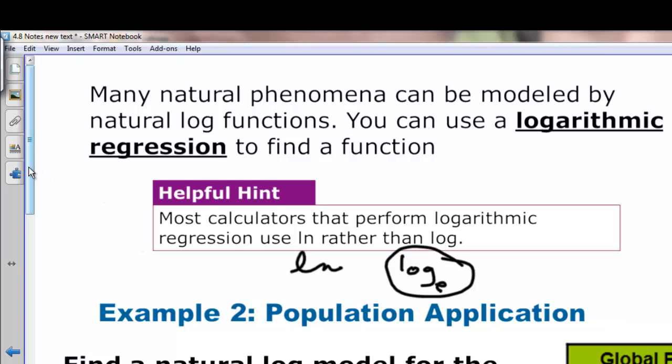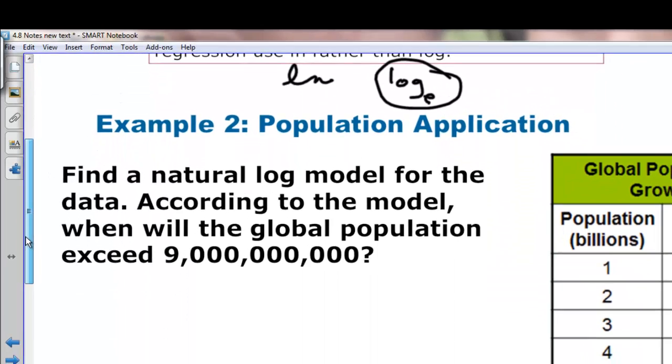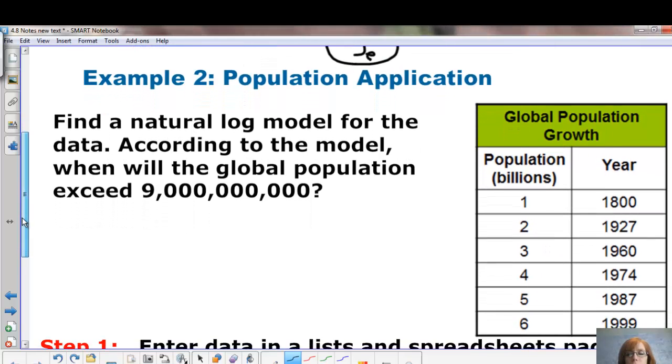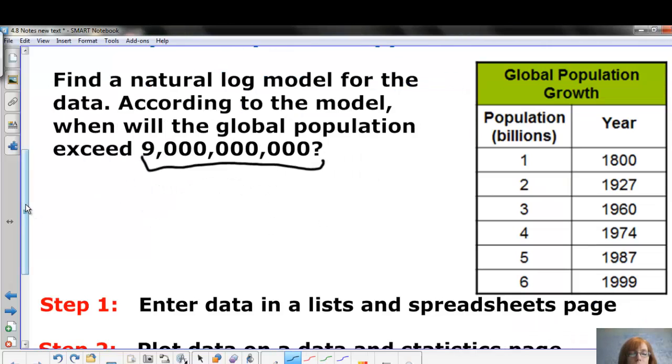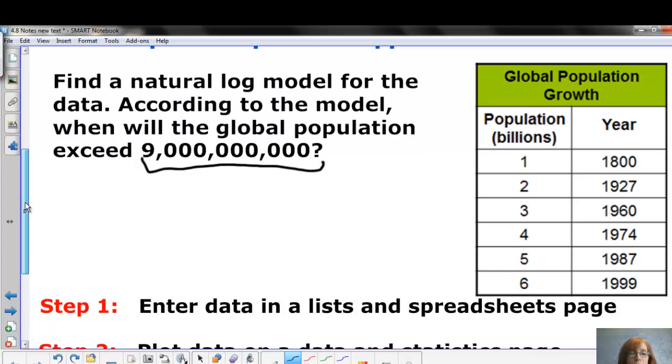All right, so let's take a population application example. Do you know that there's about 7 billion, maybe 8 billion people on the planet? Well, it's growing at an exponential rate. And if we look at it the other way, where we take the population and the year, we can say, well, at what year is the population going to be 9 billion, for example. And then you're going to enter the data in a list and spreadsheet page and so on.